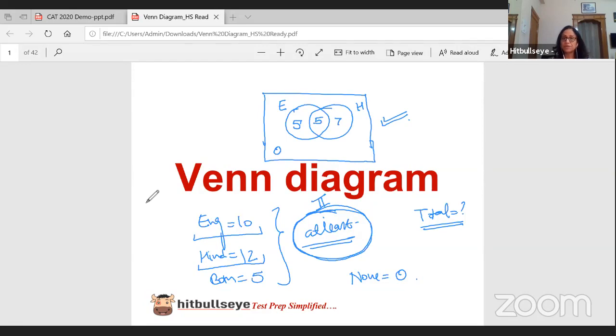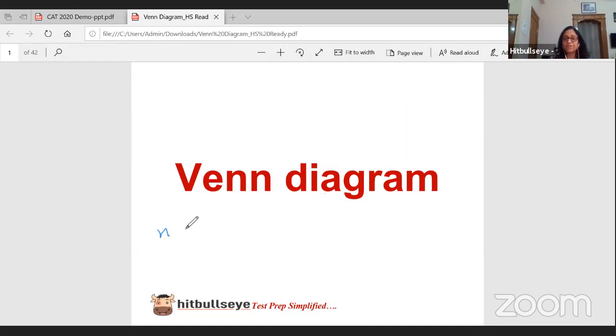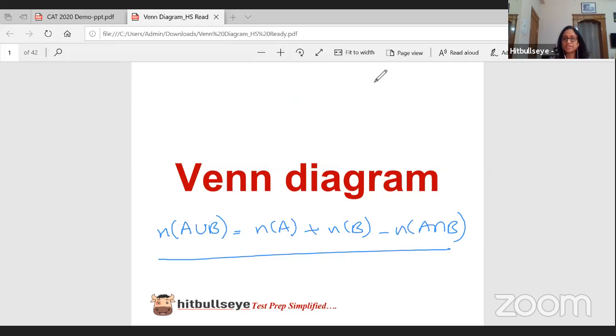Right. Now you must be aware of another formula also that is a lot of times used in these questions. That is, number of elements in A union B is number of elements in A plus number of elements in B minus number of elements in A intersection B. Are you all aware of this formula? Anyone needs clarity on this formula? Why do we do that? Because A covers all this. B will cover this part.